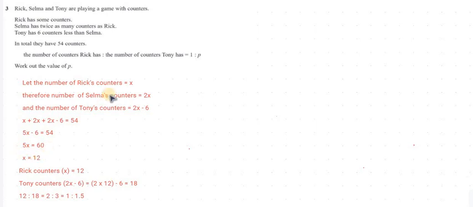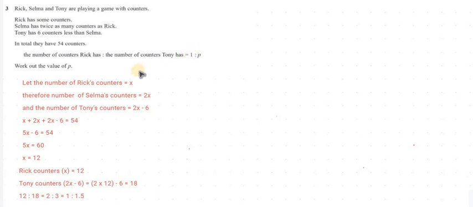Now, remember X represents Rick's counters. That's 12. We don't need to know what Selma has. We need to know what Tony has, because that's the ratio we're looking for. Tony has 2X minus 6. We know X is 12, so that'll be 2 times 12, which is 24, minus 6, which is 18. Now, we can do the ratio. Rick to Tony's counters, 12 to 18. We reduce at the first stage, that's 2 to 3.